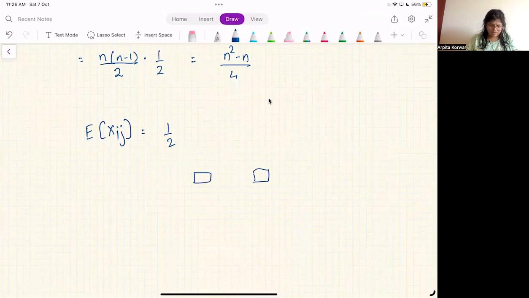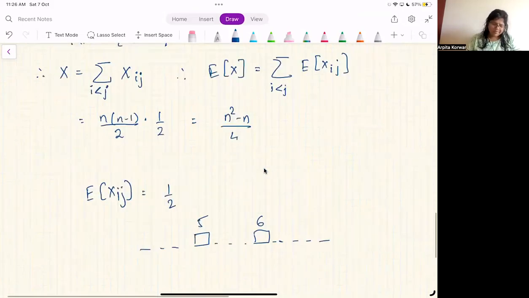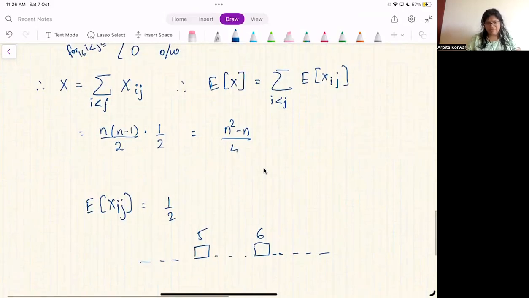two values, let's say 5 and 6, if we fill up the rest of the permutations, now you only have to fill up these two integers. So either you can put 5 here and 6 here, or you can put 6 here and 5 here. Okay, so the expected value of xij is half.